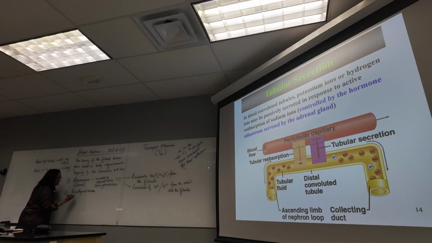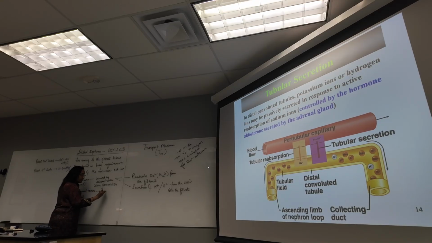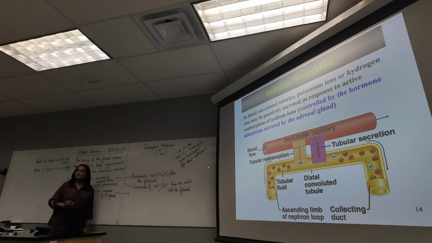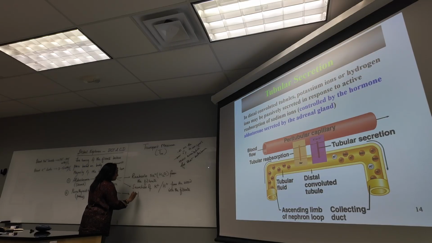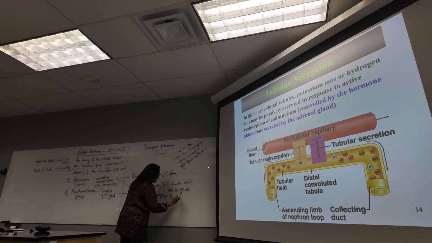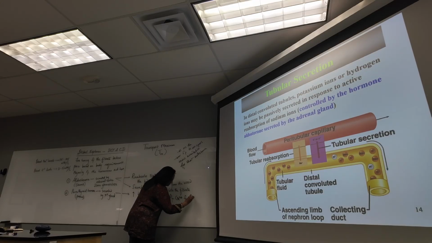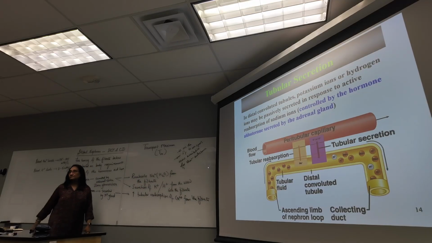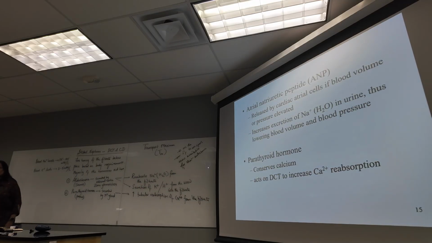Parathyroid hormone, which is, again, a protein hormone, not a steroid, is secreted by the parathyroid gland. You know that, parathyroid gland. And the role of the parathyroid hormone is to increase tubular reabsorption of calcium from the filtrate. From the filtrate, same thing. Okay.